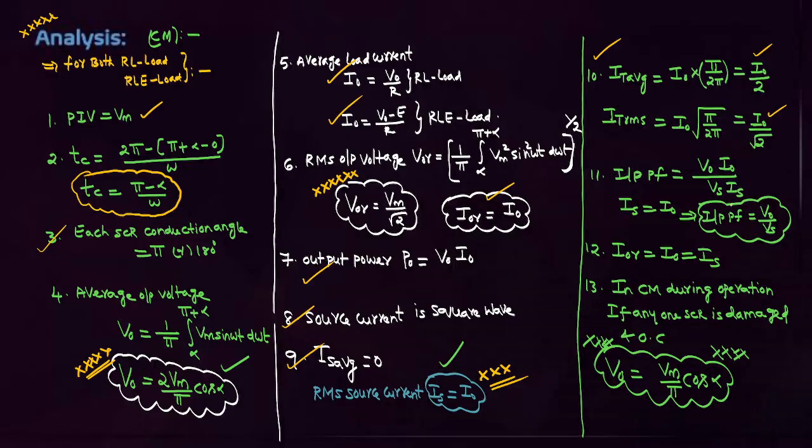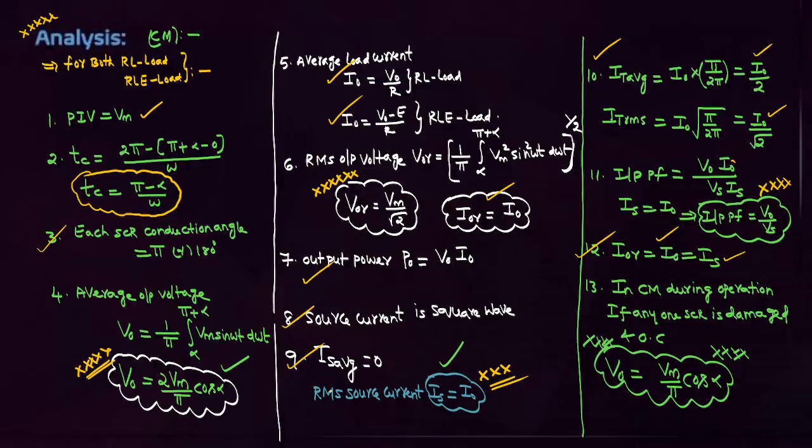What is the input power factor? The input power factor is equal to V0 into I0 by Vs into Is. But you know that Is is equal to I0. That's why it is V0 by Vs. Simply remember, input power factor equals V0 by Vs. The RMS load current equals the average load current equals the RMS source current.